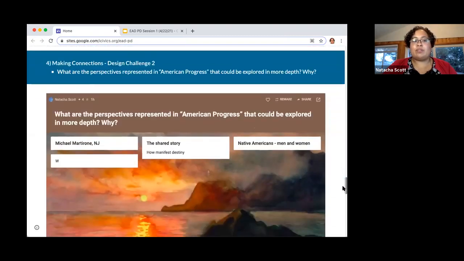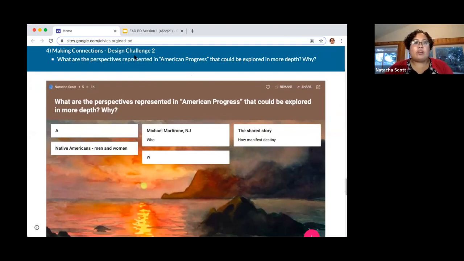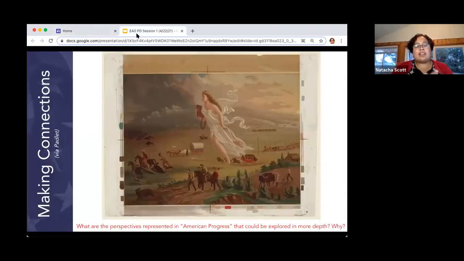I'll scroll down for those of you who are wondering. We're on Padlet number 4, and I'll go back so that you can continue looking at the image.